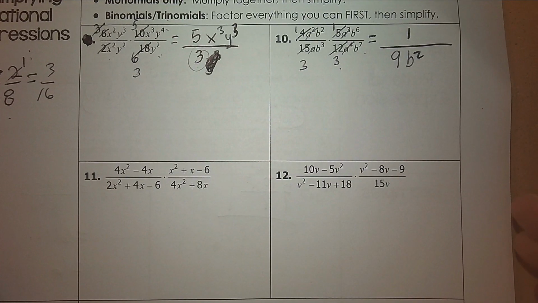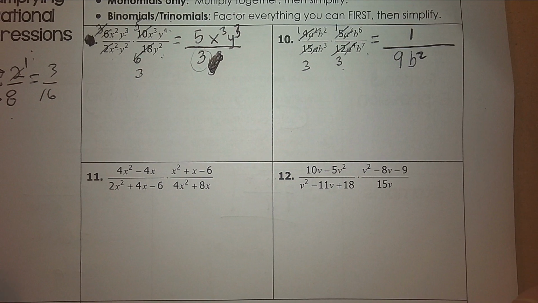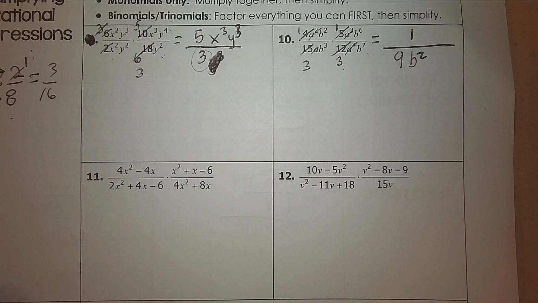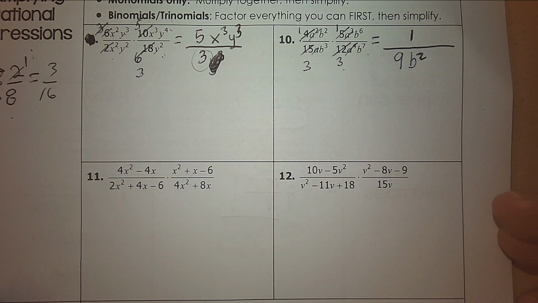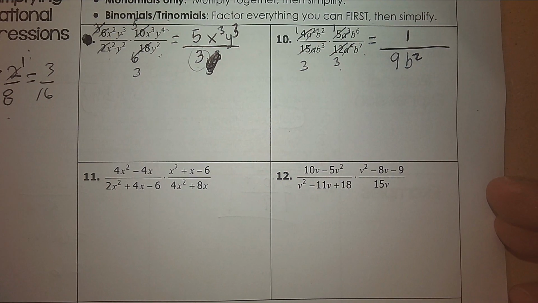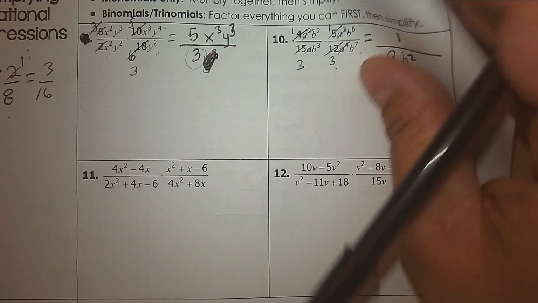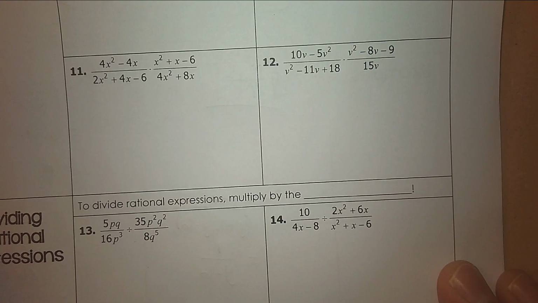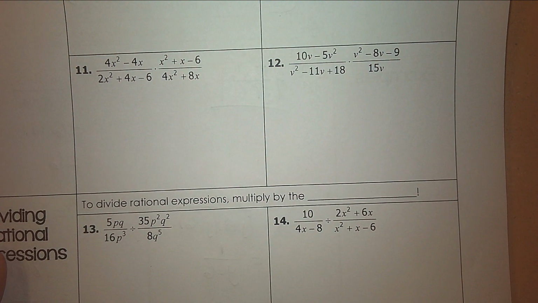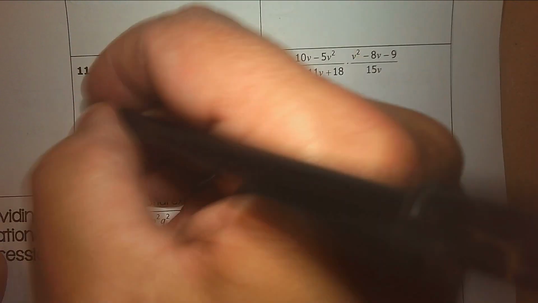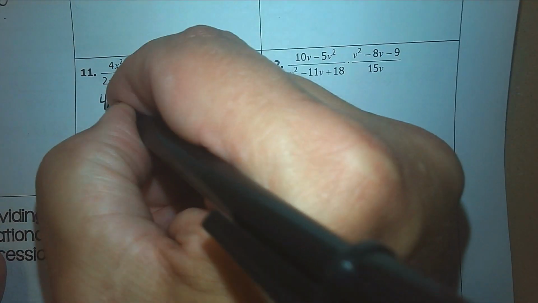Before I multiply, I'm going to simplify. And to simplify, I need a factor. And before I simplify, I need to factor. Kim, how do I factor number 11? Take the first numerator. The factor of 4x. And what's left over? x minus 1. Keep going.